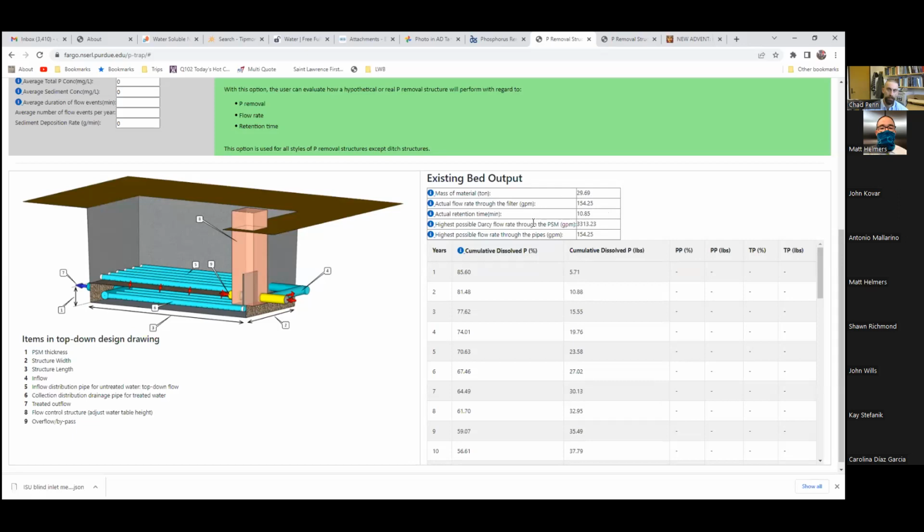We also calculate what the flow rate is through the media versus what the pipe can handle. And obviously the least of those is what the unit will perform at. And then we have our P removal table.